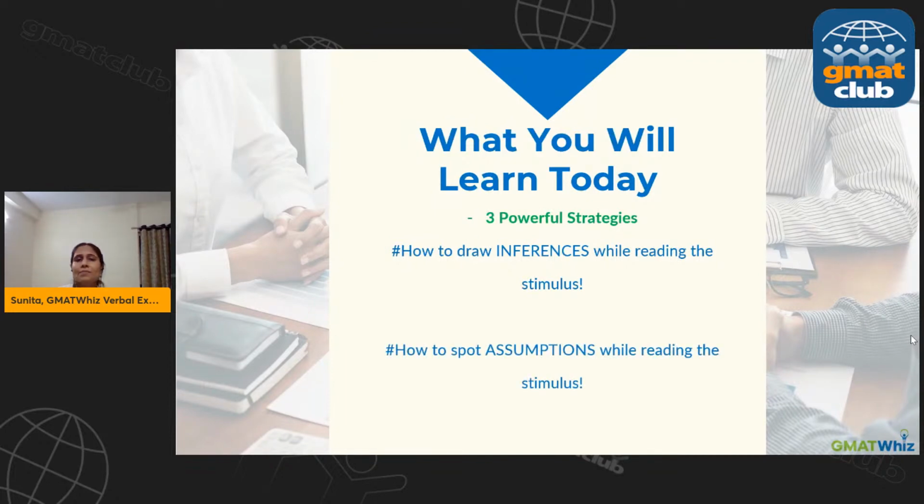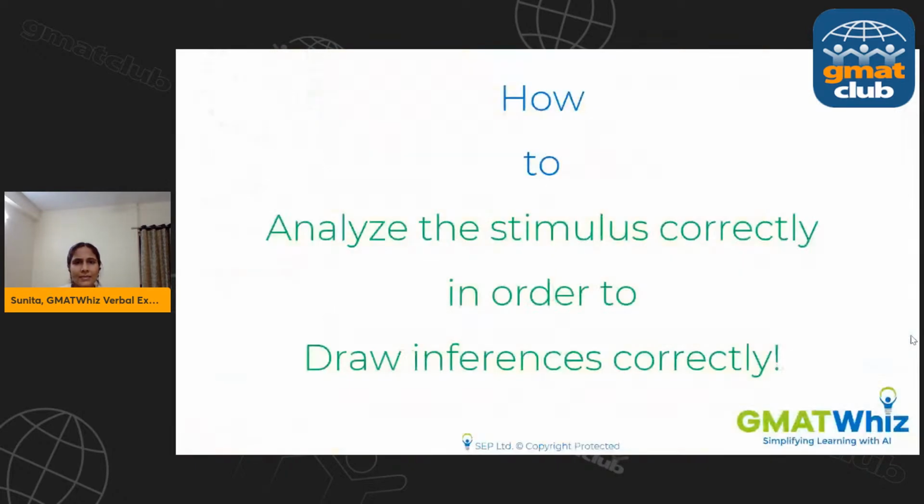The next most important strategy is how to spot the assumptions while reading the stimulus. This is a very important strategy. And finally, we're going to talk about how to solve the inference and assumption questions. So the first strategy is how to analyze the stimulus correctly in order to draw inferences correctly. That's going to be our first powerful strategy.